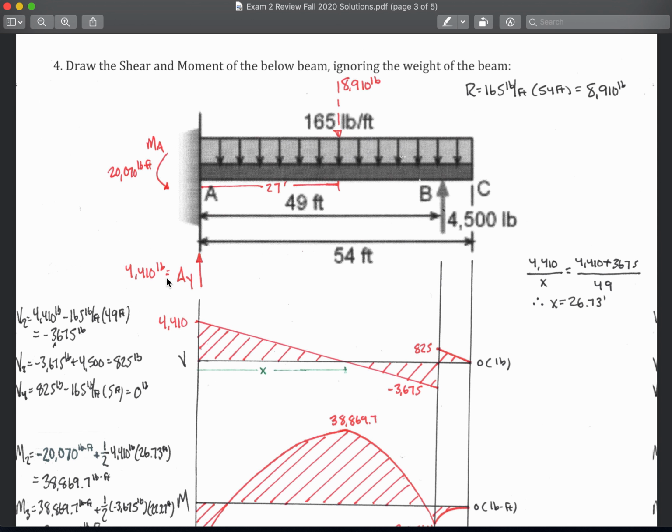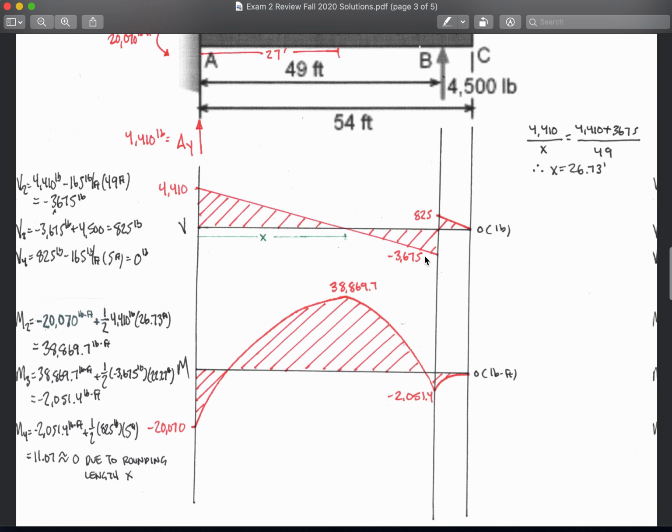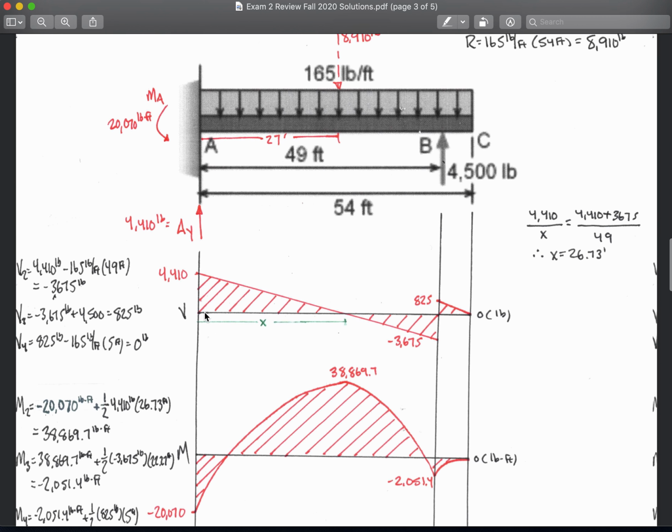Okay, now with that information obtained, I will draw the lines downwards. There's 3 of them: one at this edge, one at this force, and one at the other edge of the beam. I've drawn the horizontal line to mark my shear, which is my 0 line, and put my units in pounds. Same thing with M, 0 line, and in pound-feet now.